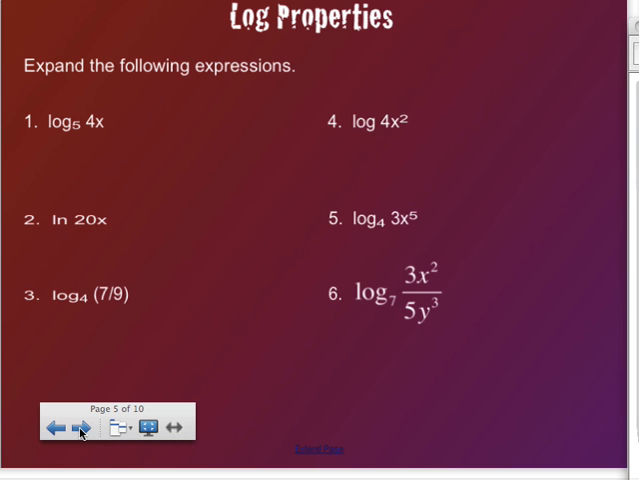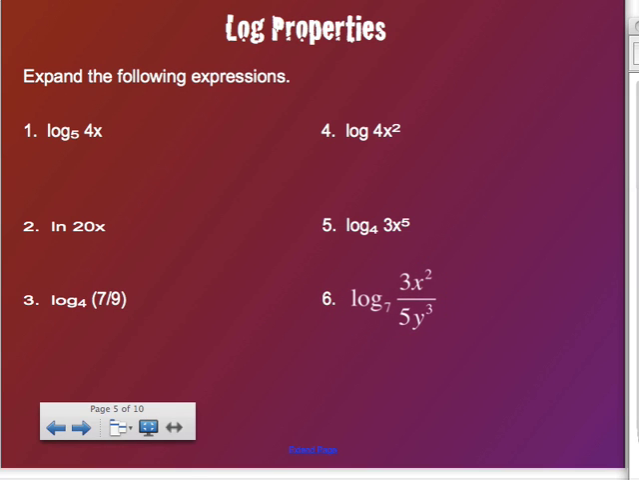Let's look at the next slide. They're going to ask you two things tomorrow in your homework. They're going to ask you to expand, and they're going to ask you to contract. When I look at number 1, I have log base 5 of 4x. In this case, expanding means I want the sum or difference of multiple log functions. Condensing means try and get it down to the least number, and most of the time it's only one log.